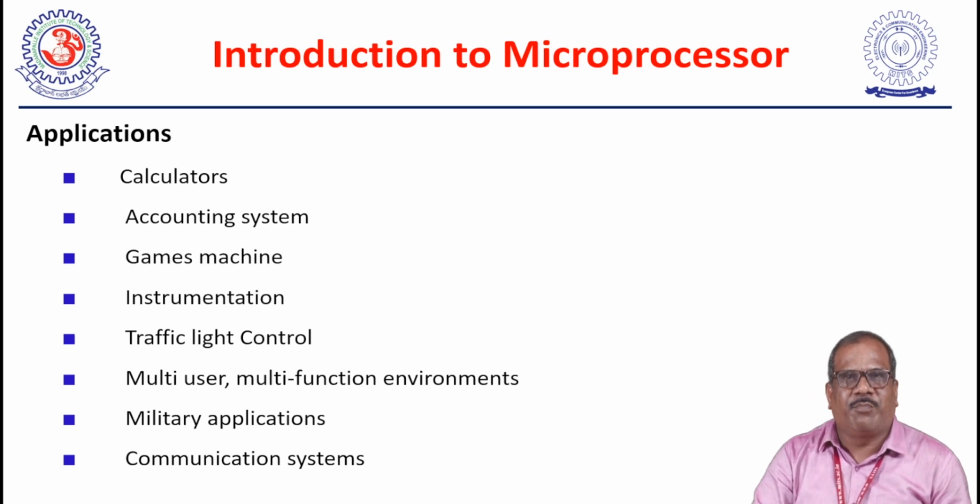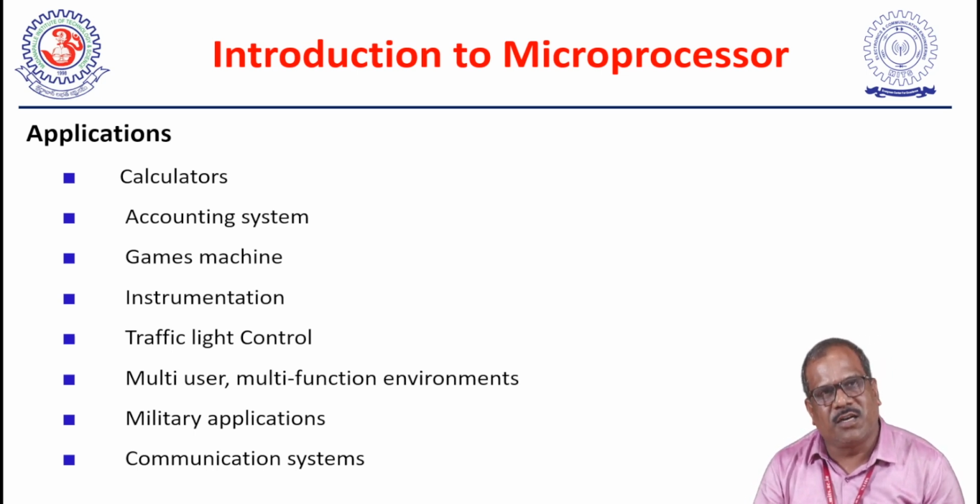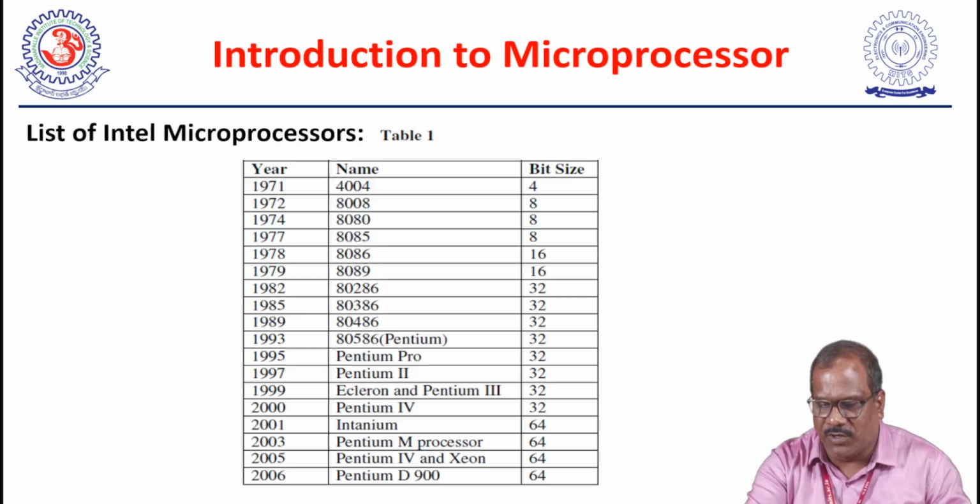Then, what are the basic applications of a microprocessor? In general, we use the microprocessor for simple applications in calculator devices, accounting machines, game machines, child playthings, instrumentation control, traffic light control, and communication systems. These are the various applications where we use the microprocessor.